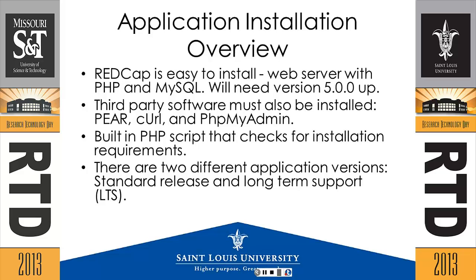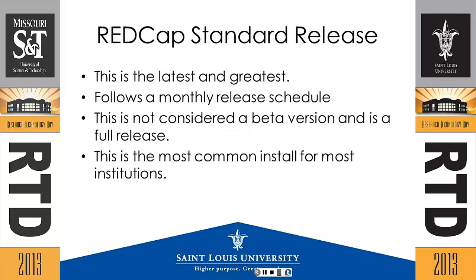Basically, there are two different types of the application. There's a standard release and a long-term support version. The standard release is basically the latest and greatest. It's released normally once a month. It's not a beta. It's considered a full production release. It's also the most common install. We've actually gone for the long-term support install because eventually we're looking to put it into a compliance environment.